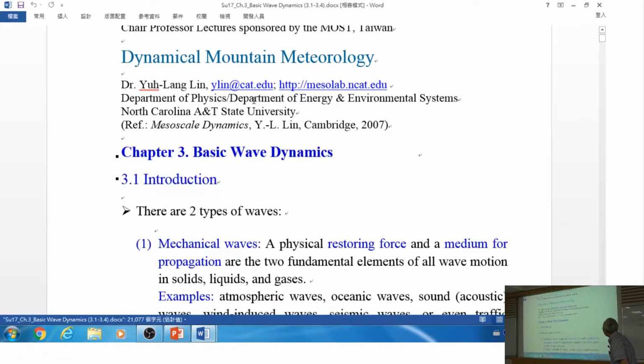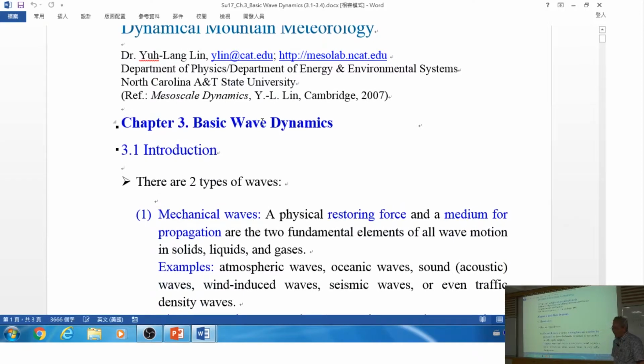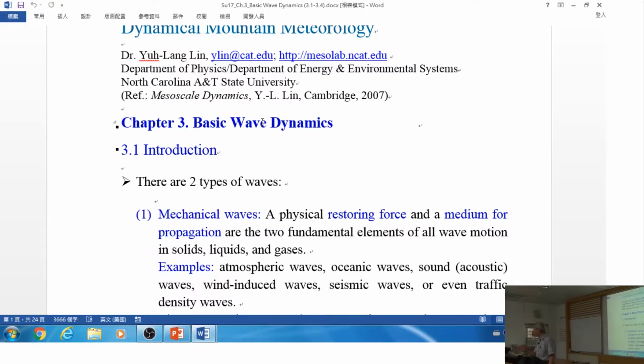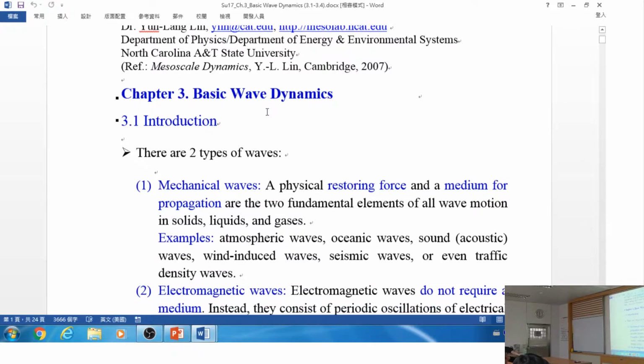Okay, so chapter 3, we're talking about basic wave dynamics. I assume a lot of this material you already have, so I'm going to focus on the most important things in this course. Some basics I will mention but rely on you to review, and some important ones I will go through. Okay, basic wave dynamics.